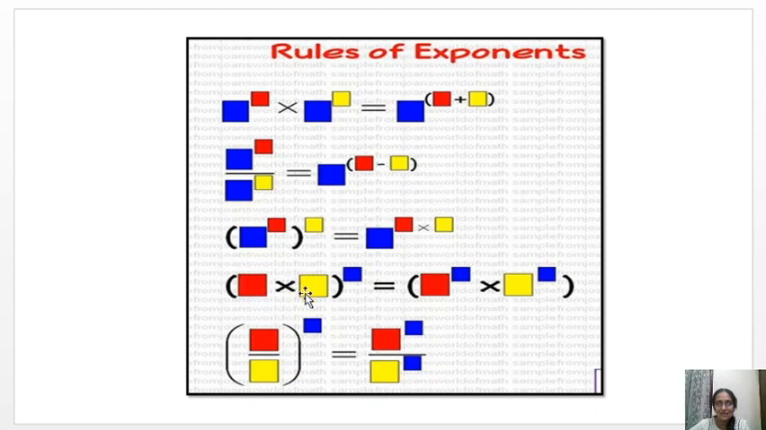Now here the bases are different. (a into b) whole power m. What is the answer? a power m into b power m. The exponents are the same, the bases are different. (a by b) whole power m is a power m divided by b power m.